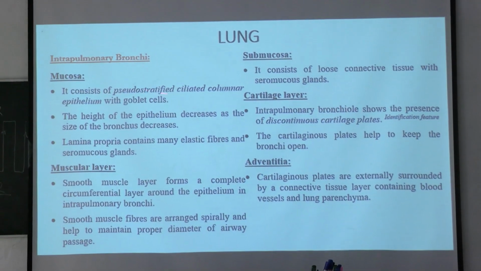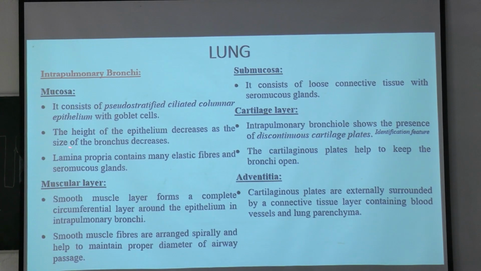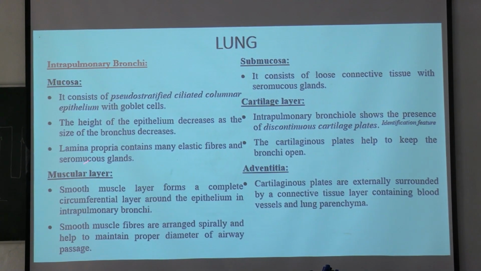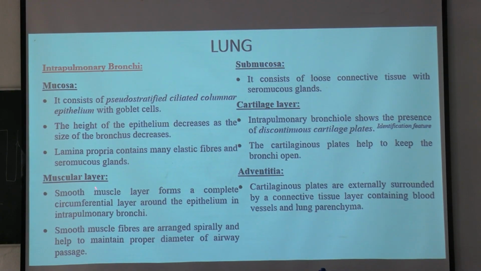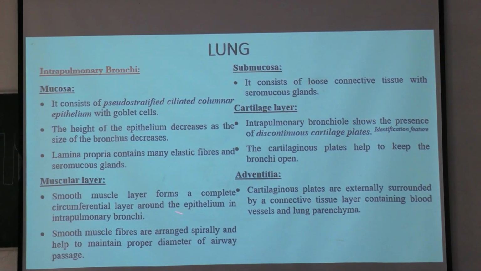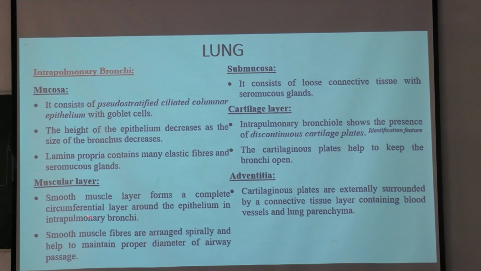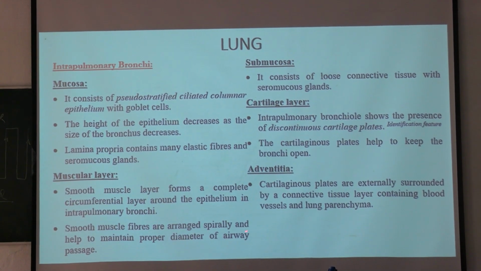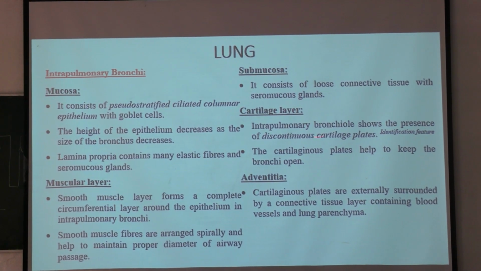It consists of pseudostratified ciliated columnar epithelium with goblet cells. The height of the epithelium decreases as the size of the bronchus decreases. Lamina propria contains many elastic fibers and seromucous glands. The muscular layer is a smooth muscle layer and forms a complete circumferential layer around the epithelium in the intrapulmonary bronchi. Smooth muscle fibers are arranged spirally and help to maintain proper diameter of the airway passage.